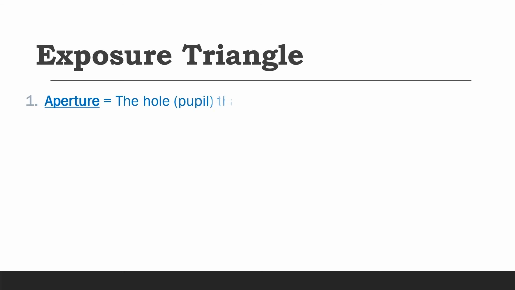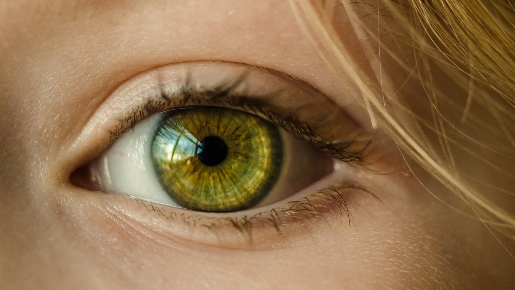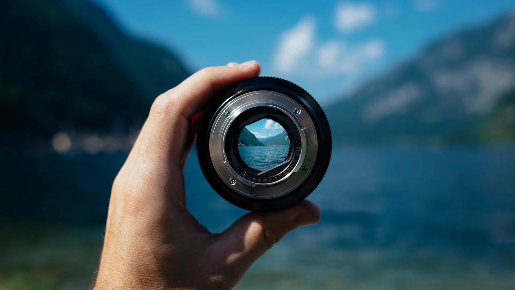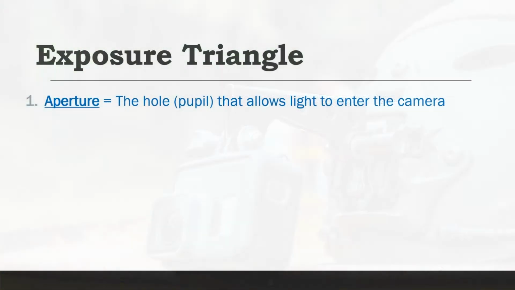Okay, so your aperture is the hole or pupil. Because your pupil acts as an aperture for your eye, it allows light to enter the camera. Much like light entering through your eyes, the aperture will be located on your camera lens, and it is also referred to as the f-stop. Most cell phones and action cameras have fixed apertures, which limits your ability to change your f-stop number.